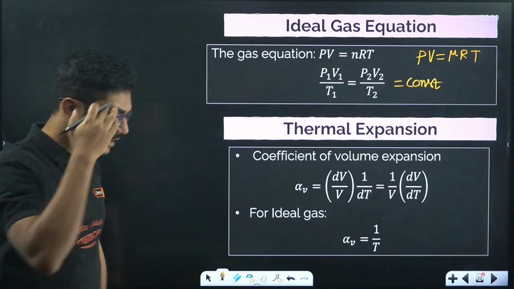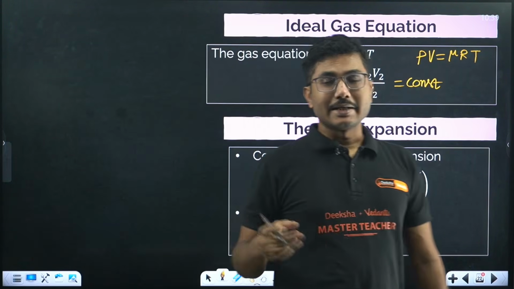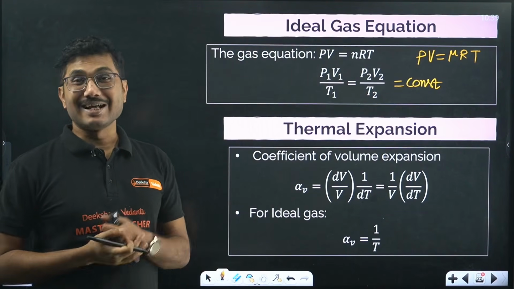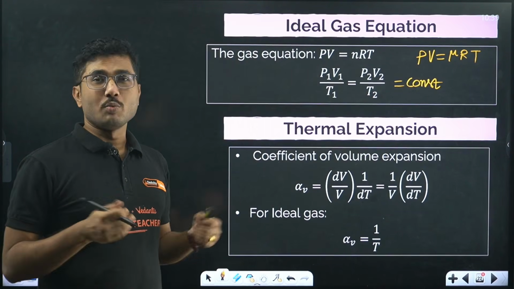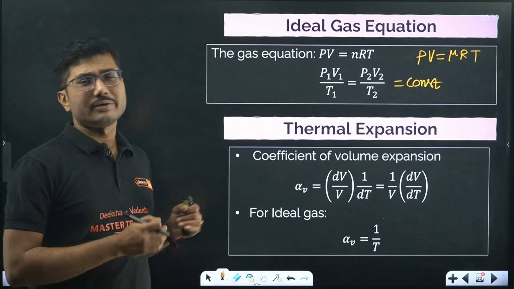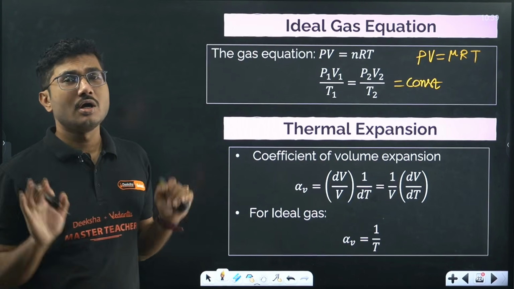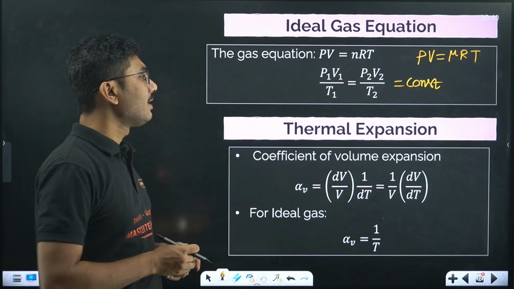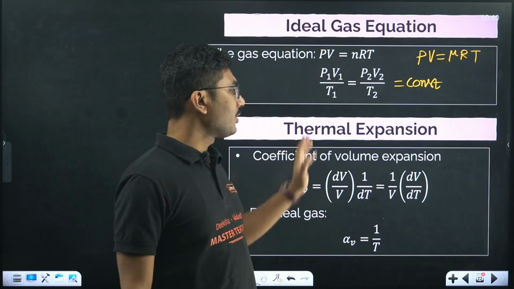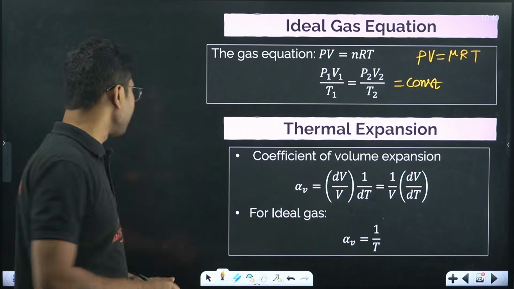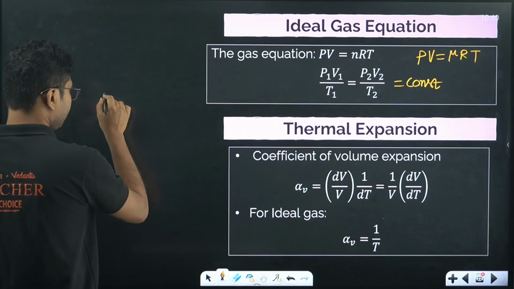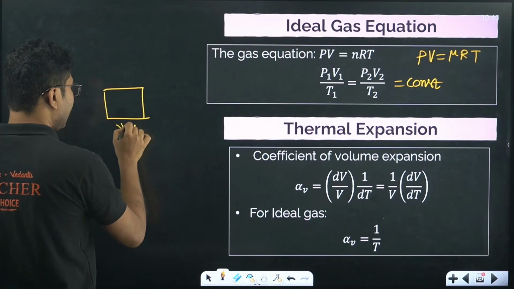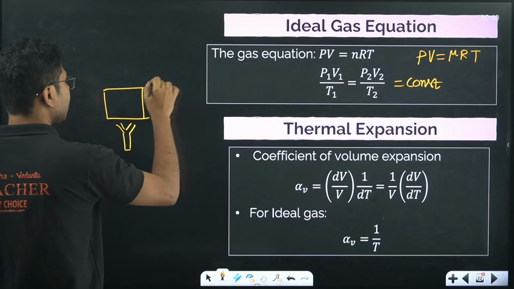Now there are some postulates of the ideal gas, that all the gas molecules are rigid and they collide elastically with each other and they occupy no space, etc. But there was no question on concepts of postulates, so that's why I am not discussing that. Now in thermal expansion, what is thermal expansion? You have an object, and if you apply some heat onto it, the object expands. That is called thermal expansion.